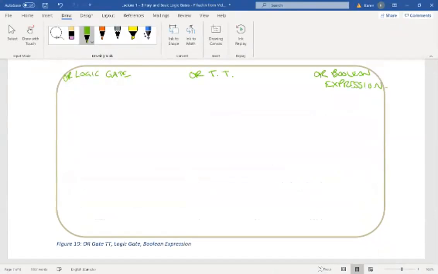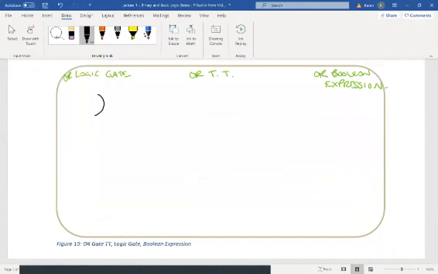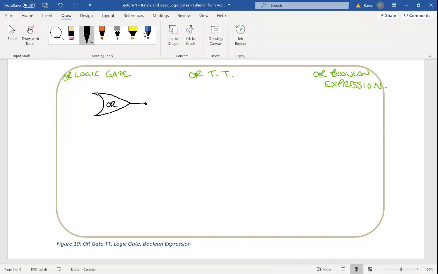The OR logic gate looks a little bit different than the AND gate. The OR logic gate is curved at the inputs and pointy at the outputs. This is OR. It does matter what shape you make your logic gates because that's how we communicate what they are in drawings. A, B are the inputs, output is X. And the Boolean expression, output X, is equal to A or B.